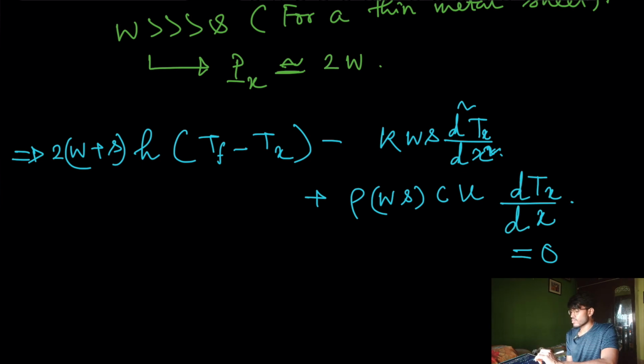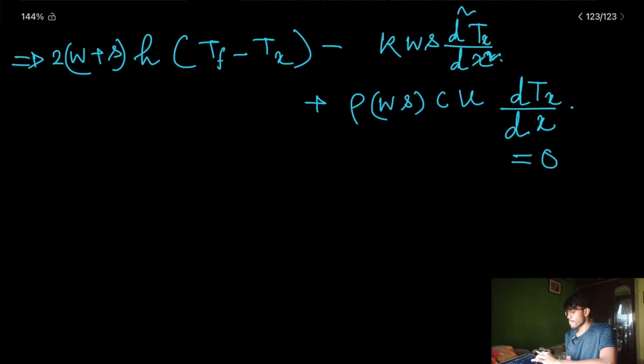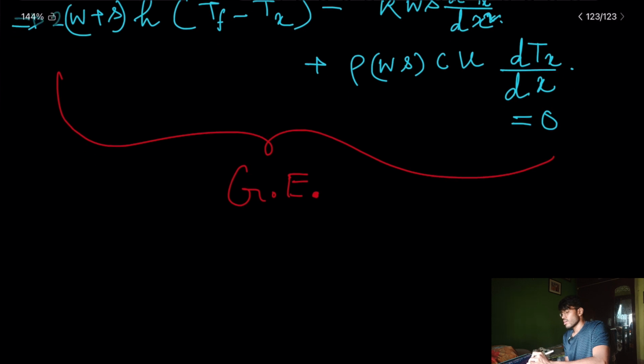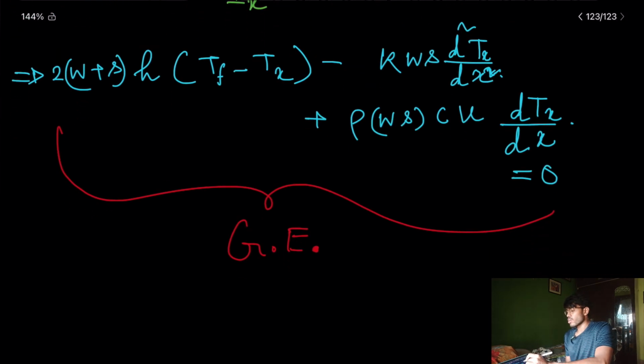Okay, so that was the thing. Okay, so this is my governing equation. Now, what about the boundary conditions? You need two boundary conditions for x because it is a second order differential equation in terms of x.